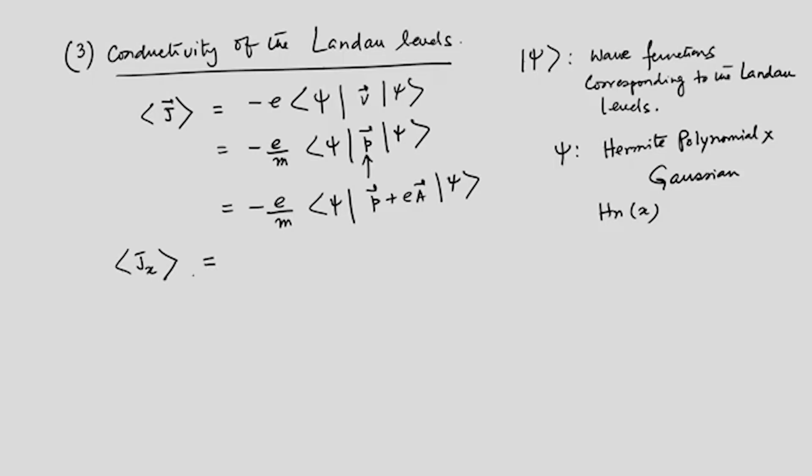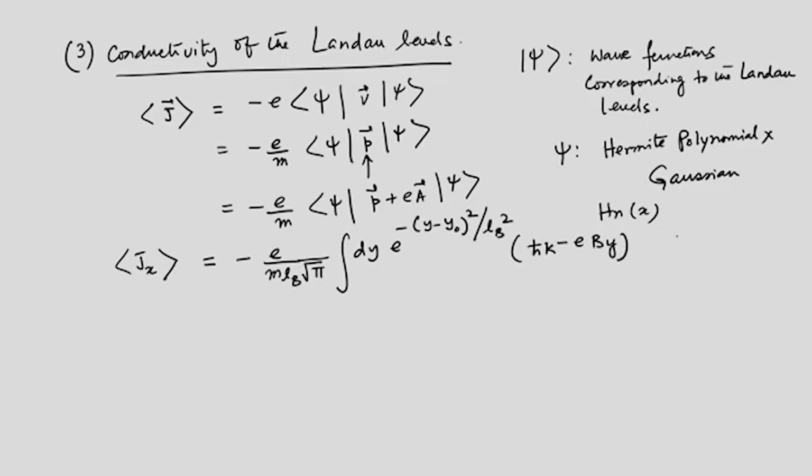So we can calculate the x component of the current, which can be written as minus e by mLb root pi. All these factors were written earlier, and this is equal to the integral dy of exponential minus (y minus y naught) squared, times h cross k minus eBy. I am taking the same gauge as I have taken earlier, because if you remember, we have taken a gauge in which the vector potential is minus By, 0, 0. This is called the Landau gauge.